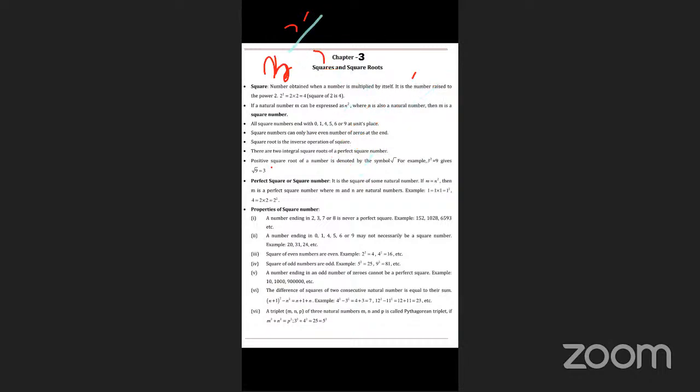So in the slide at first, I had given the definition of squares. The number obtained when a number is multiplied by itself, means if you multiply any number with itself. Suppose you are having the number 9. If you multiply 9 with 9, whatever you will get is called the square of this number. It is the number raised to the power 2.